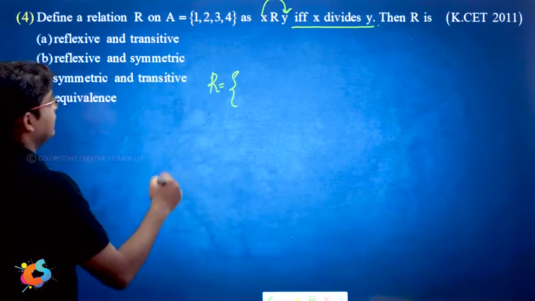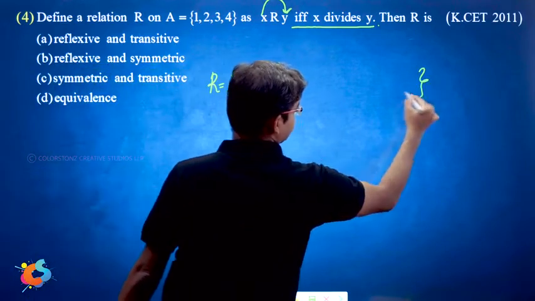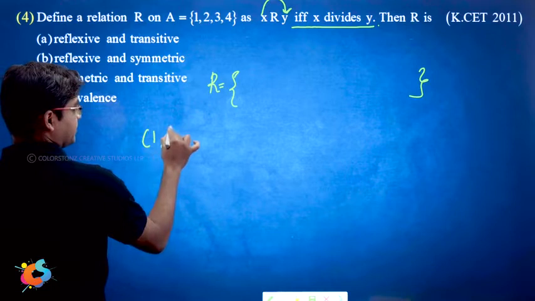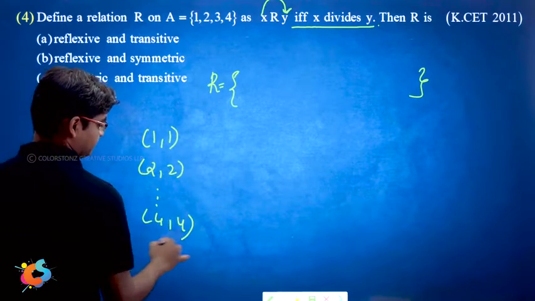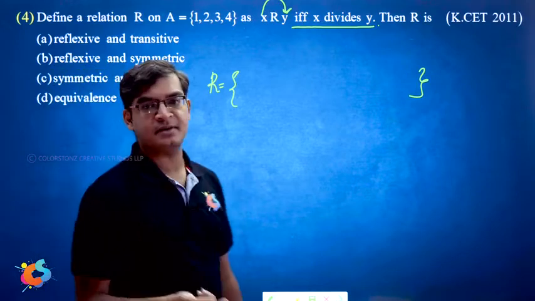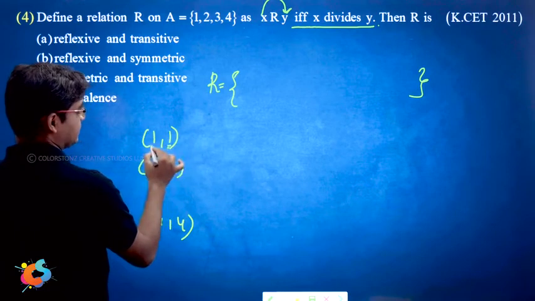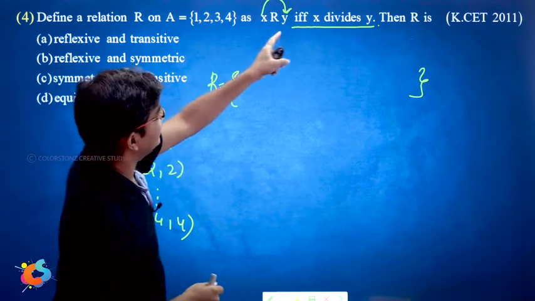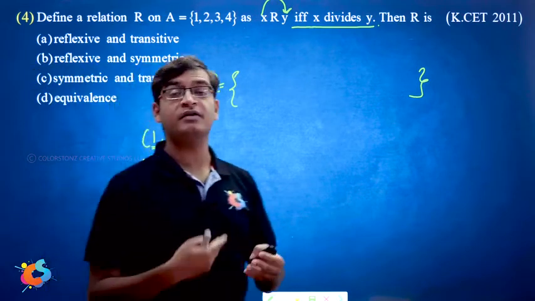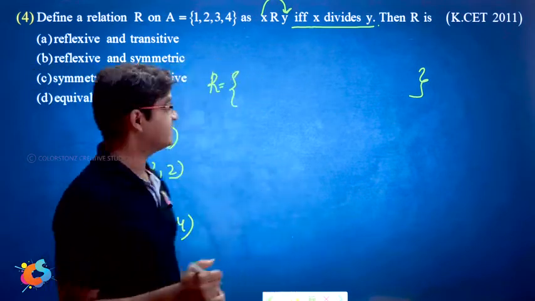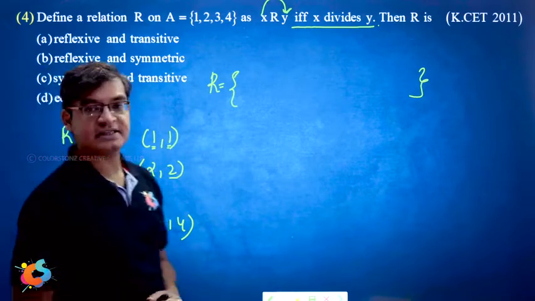Now, for it to be reflexive, what ordered pairs should be there in this relation? (1, 1) should be there, (2, 2) should be there, and so on up to (4, 4). Every number is divisible by itself. So x divides y here: this 2 will divide this 2 and so on. Every number will divide itself, so therefore this is reflexive. Checking for reflexive is completed.